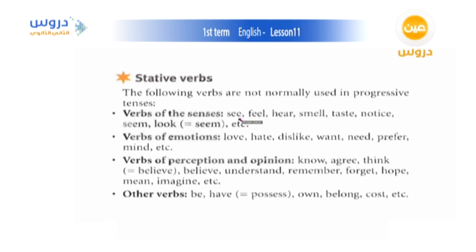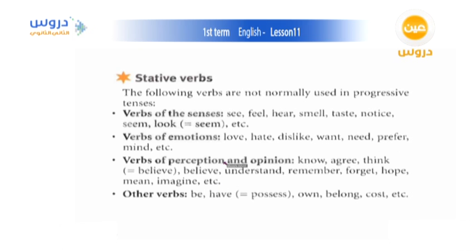So we got see, never used with the ing. You can say I see, we see, you see. That's for the simple present. We don't say I am seeing, she is seeing. No. Feel, hear, smell, taste, notice, seem, look. They are not used with the ing form. Also verbs of emotions like love, hate, dislike, want, need, prefer, mind. Never with an ing. So you can never say I am loving, I am hating, I am disliking, I am wanting, I am needing. No, no, no, no. We always use these verbs with the simple present, but not with the ing.